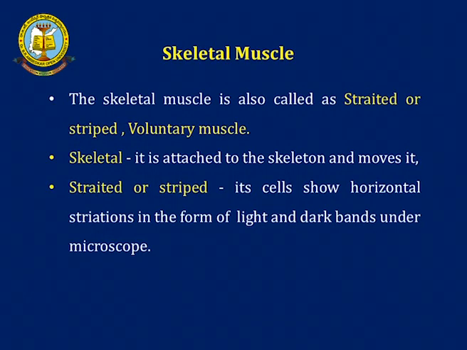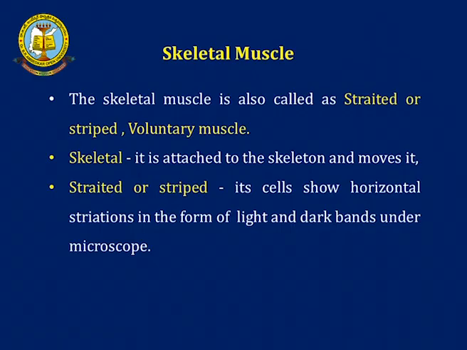Coming to the detailed study of skeletal muscle, the typical structure of a muscle that we have studied up till now is similar to that of a skeletal muscle. The skeletal muscle is also called striated or striped, and also voluntary muscle.